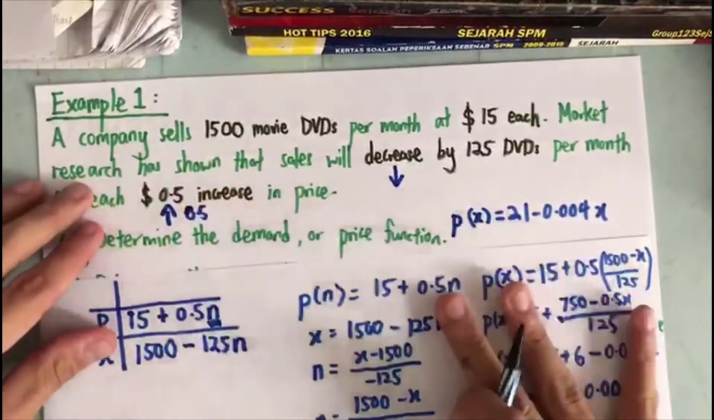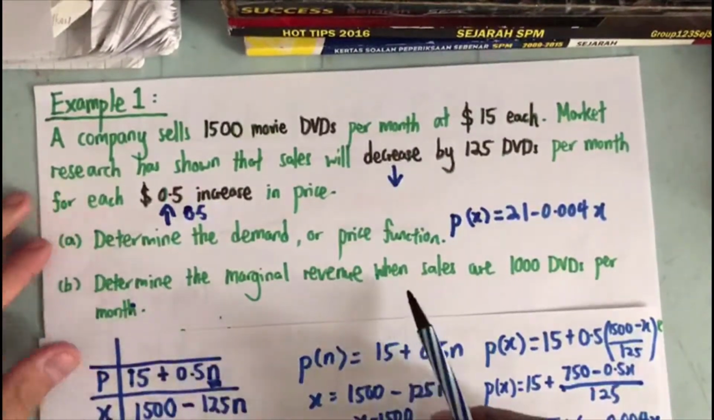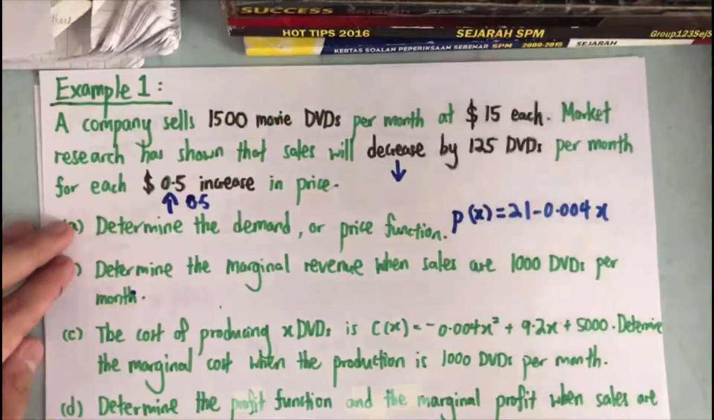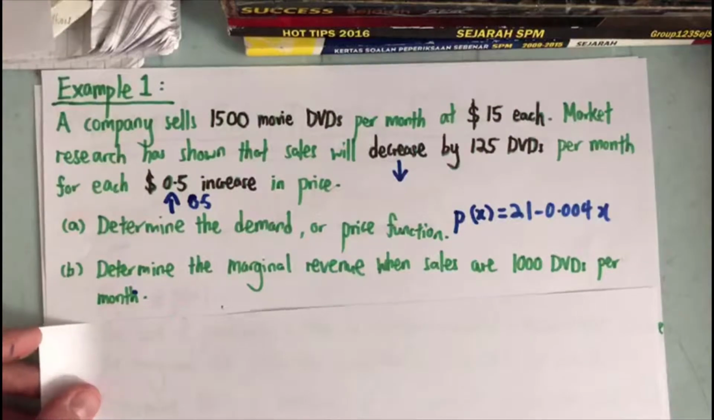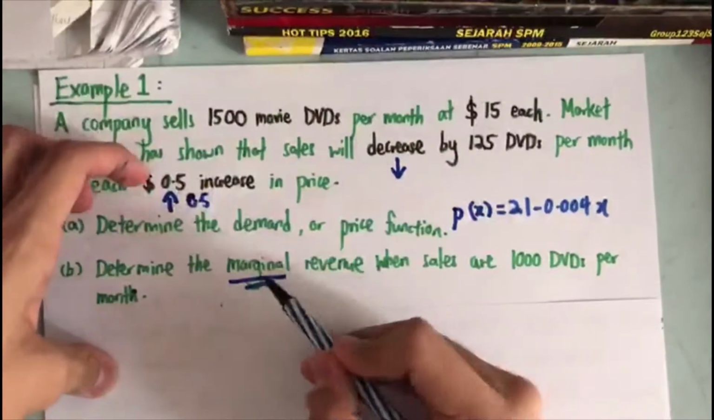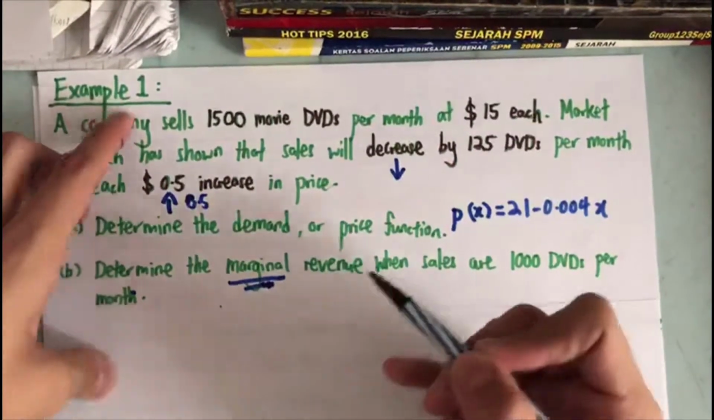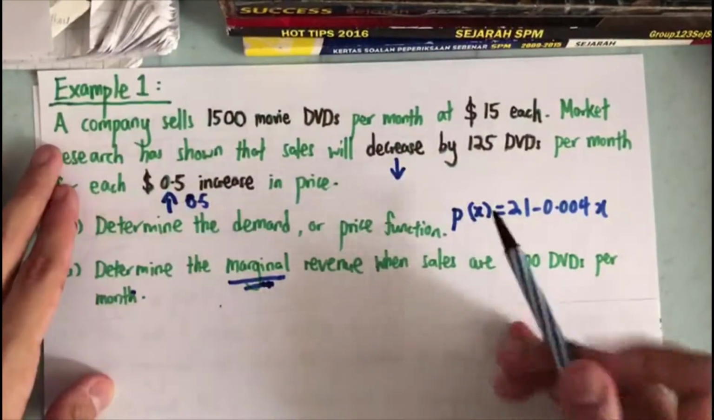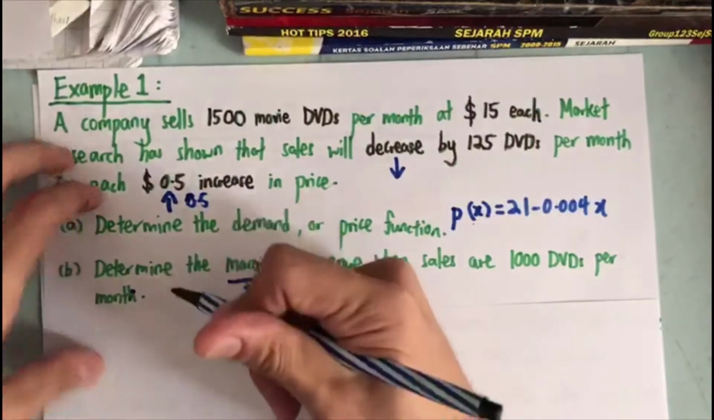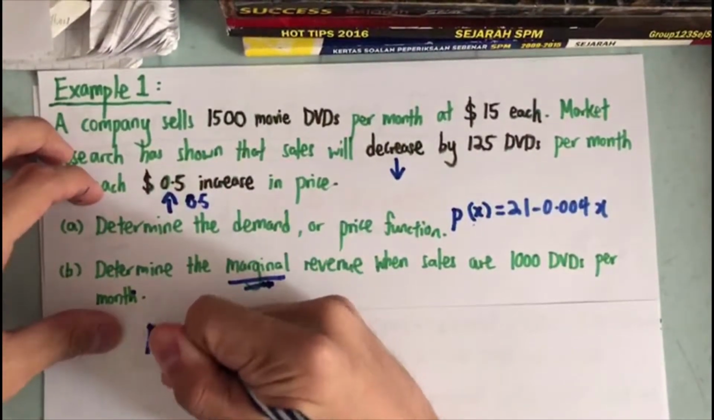So now let's look at the second question. Determine the marginal revenue when sales are 1,000 DVDs per month. So let's look at this question. It says find the marginal revenue. Marginal means derivative, therefore find the derivative of the revenue function. However, we don't have the revenue function yet. We only have the price function with respect to the number of units sold. So now we have to make a revenue function first.